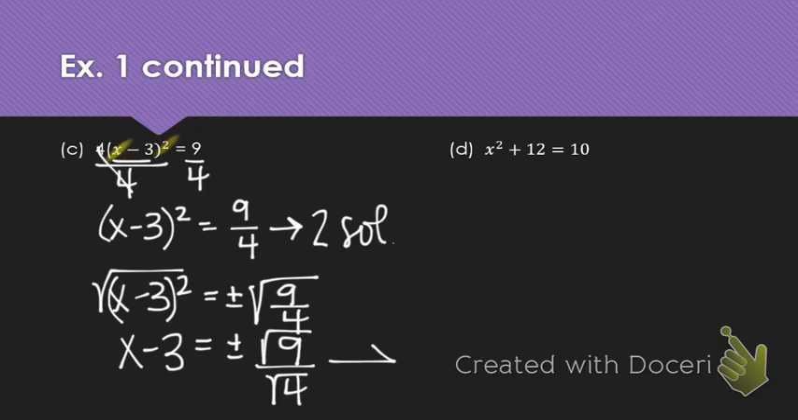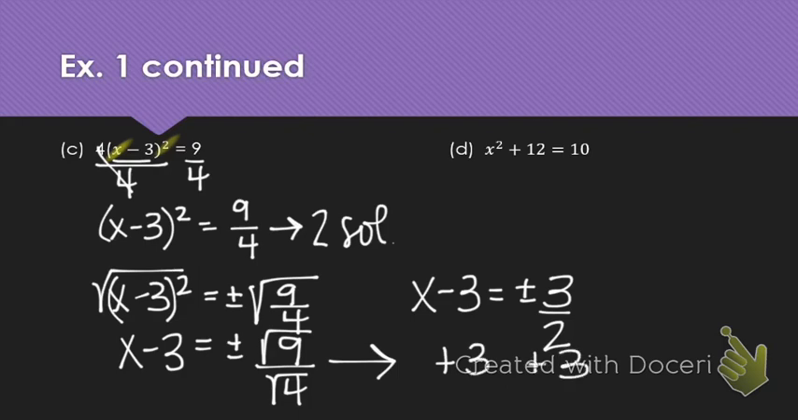All right? Now, you guys keep working down. I'm going to have to move this over here to the side. But we have x minus 3 equals plus or minus. What's the square root of 9? 3. And what is the square root of 4? 2. Okay? Now, are we finished? No, not yet, because x is still not by itself. How are we going to get x by itself? We're going to add 3 to both sides.